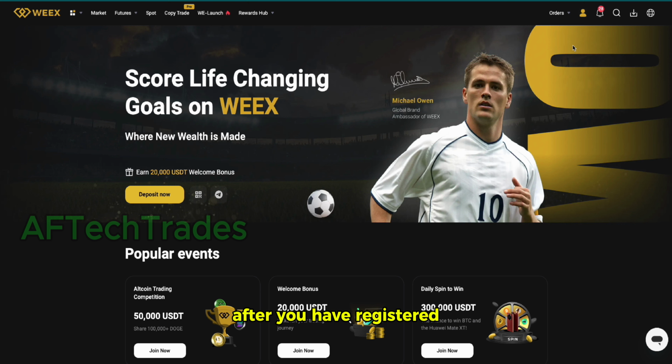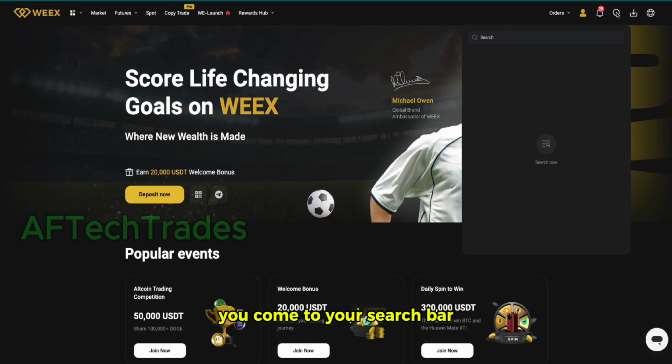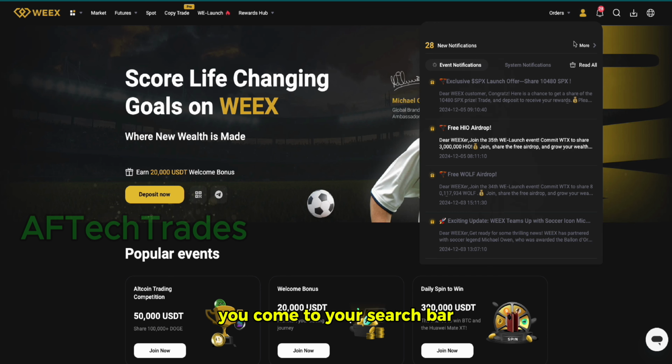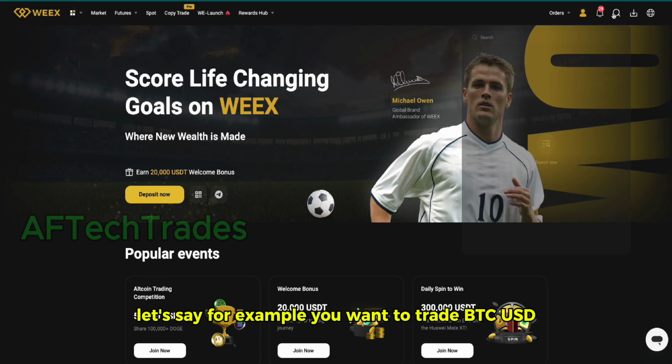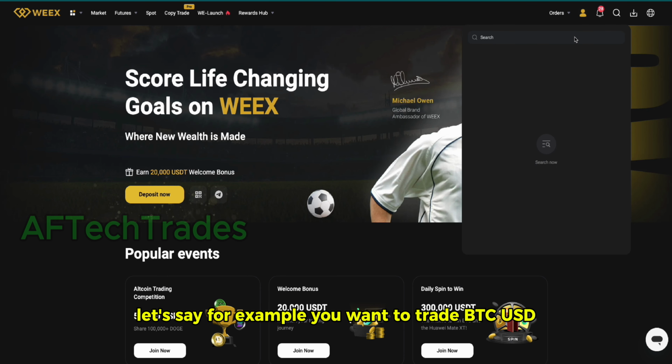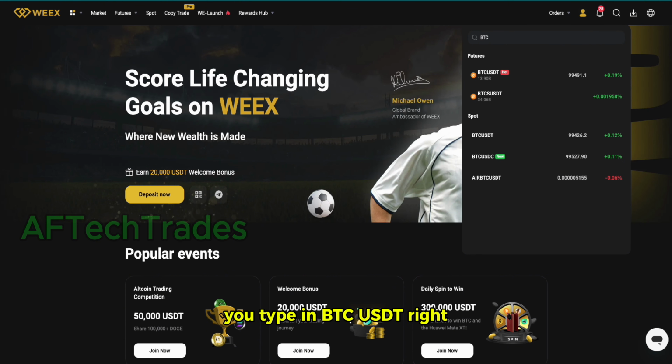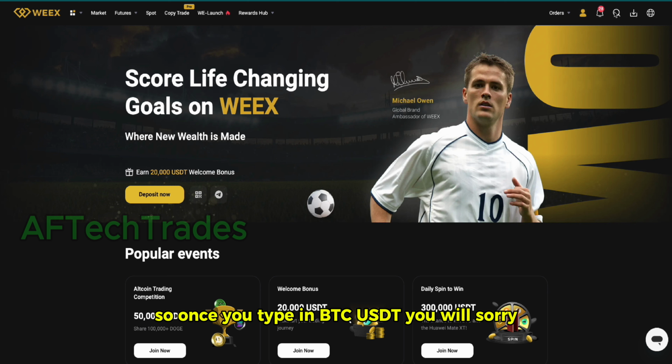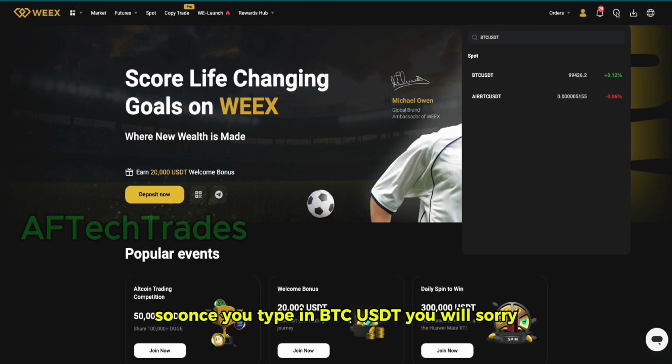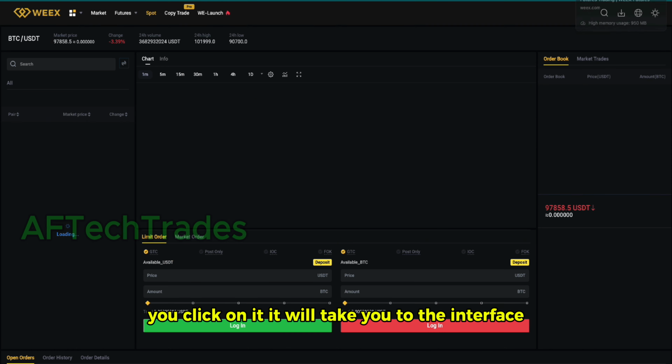So let's move on straight to the main point. After you have registered and you want to start trading on this platform, you come to your search bar. Let's say, for example, you want to trade BTC USDT. You type in BTC USDT, and you will click on it. You can see it here. You click on it, and it will take you to the interface.